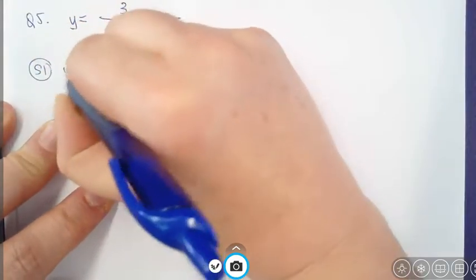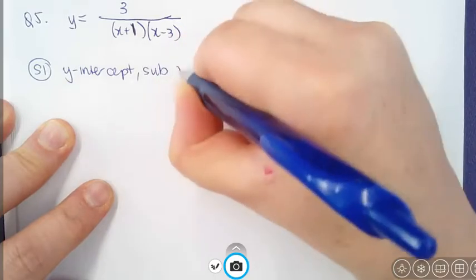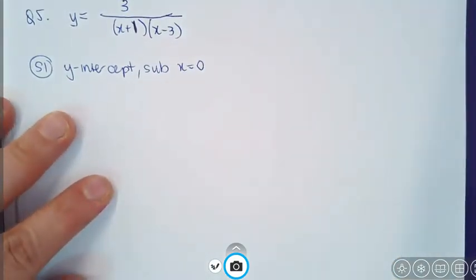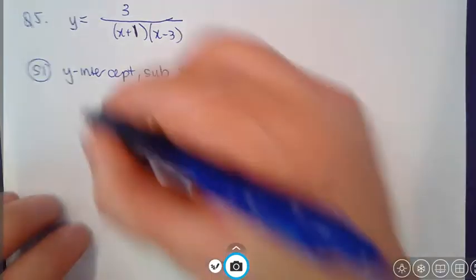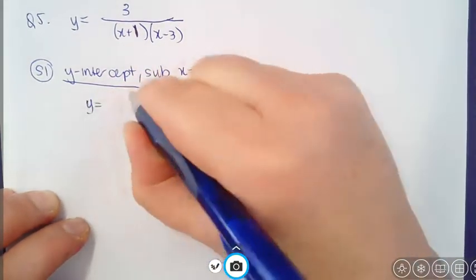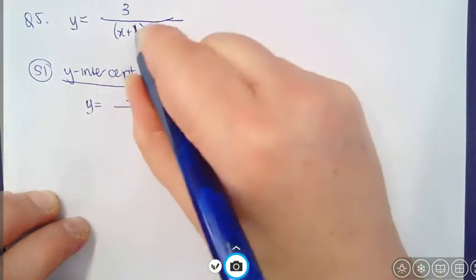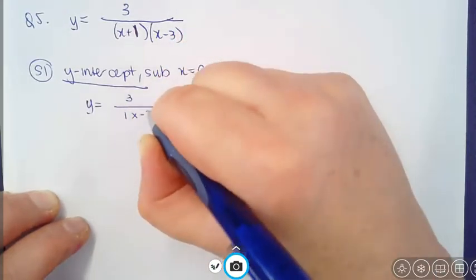Step 1 is to find the y-intercept by substituting x is 0. So we've got, this is our curve, y equals 3 over bracket, x plus 1 close bracket, x minus 3 is in another bracket. First step is always find the y-intercept by subbing x is 0. What do you get? 0 plus 1. Oh, yes, good girl.